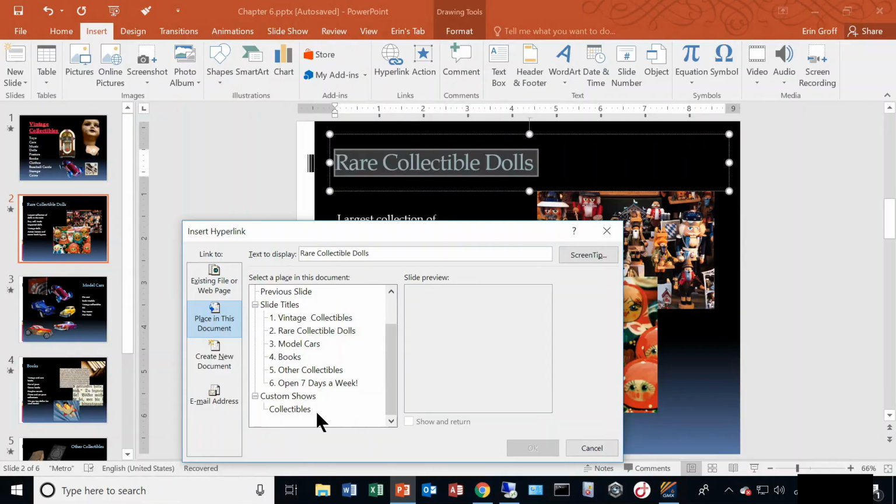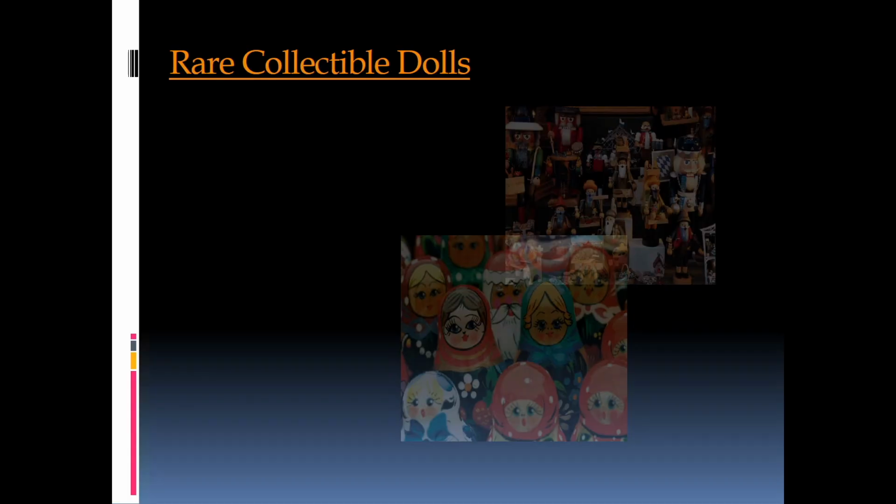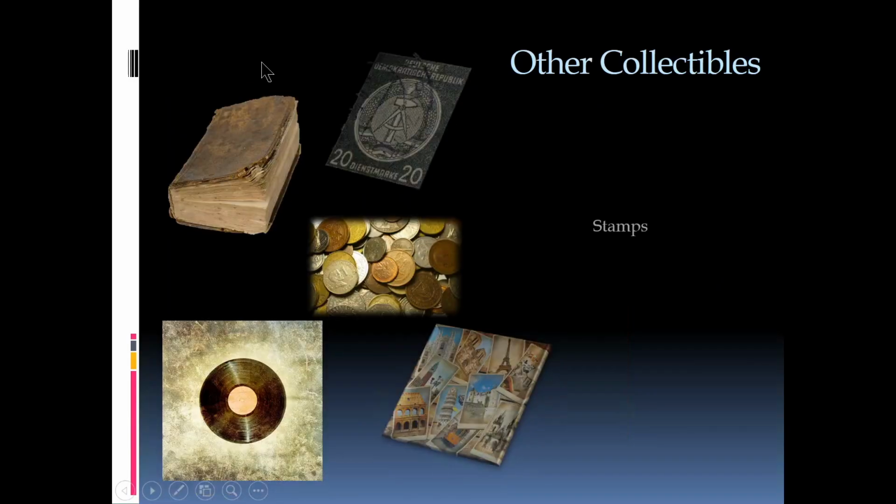So if someone clicked on this, it would automatically launch playing your custom show. So for Rare Collectible Dolls, just as an example, I'll link it to jump to slide number 5, which is Other Collectibles. Click OK from here. Start my slideshow from the current slide. Hover over that. You can see my changes to my pointer finger. And I click here, and you can see it automatically links me to the Other Collectibles slide. So that is a place in this document.